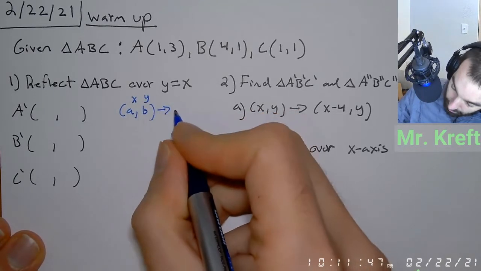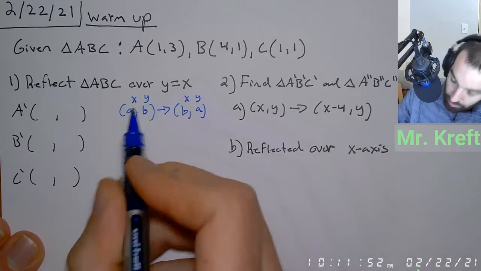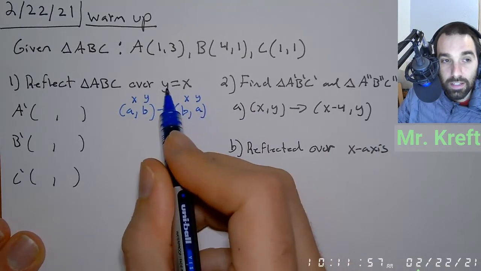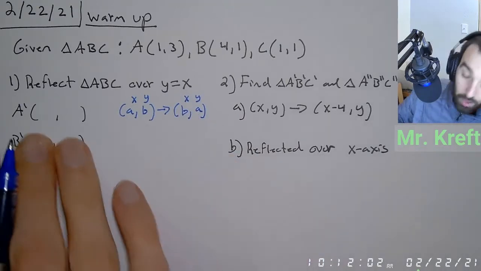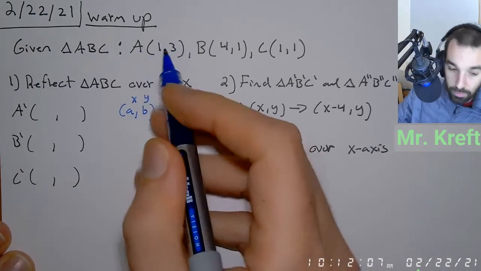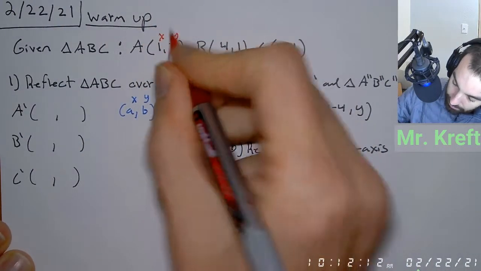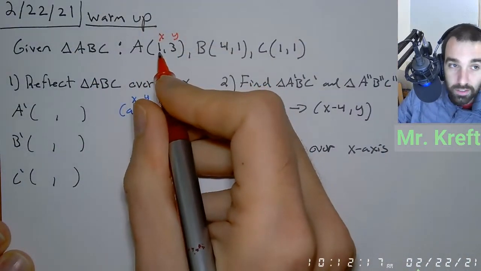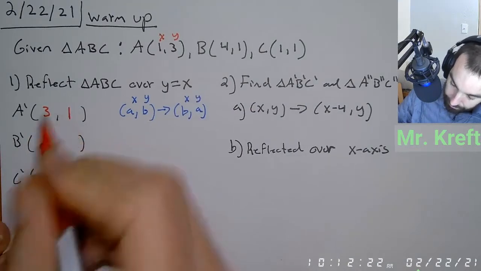For every point (a, b), what's going to happen is I'm going to switch a and b. Notice how my x before was my a, now my x is my y. That's what it means: y literally equals x and x equals y, so they switch. Taking a look at my original point A, my original x was 1 and my original y was 3. So I'm going to switch those, and I'm going to have (3, 1).